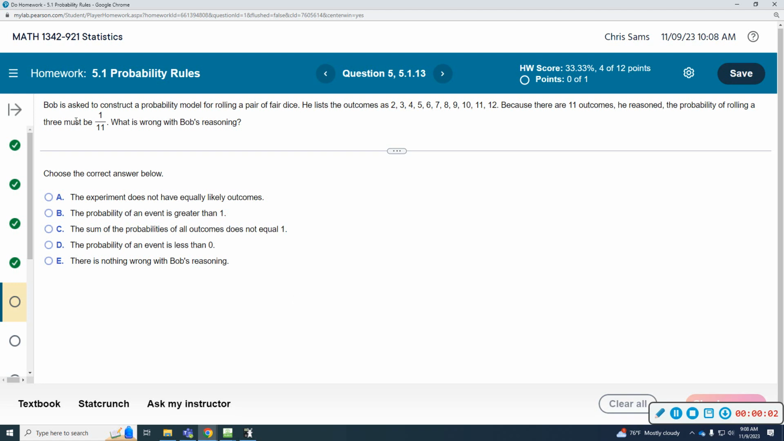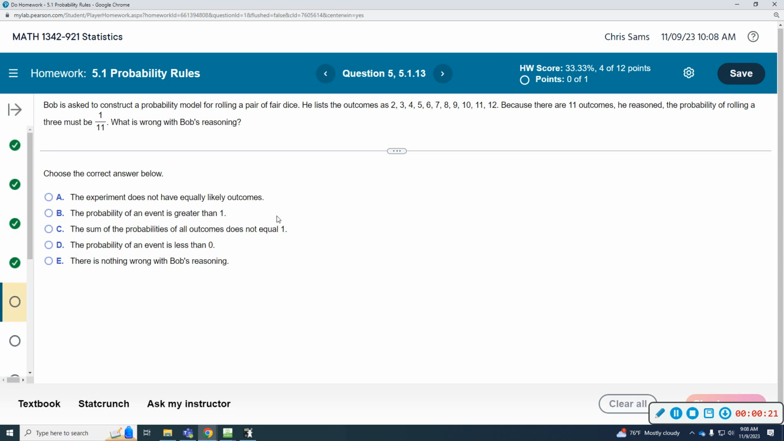Number 5 says Bob is asked to construct a probability model for rolling a pair of fair dice. He lists the outcomes 2, 3, 4, 5, 6, 7, 8, 9, 10, 11, 12. Because there are 11 outcomes, he has reasoned that the probability of rolling a 3 must be 1 out of 11. What's wrong with his reasoning?